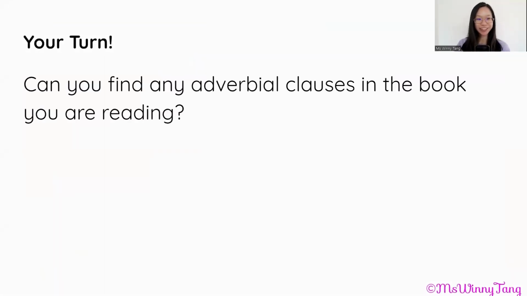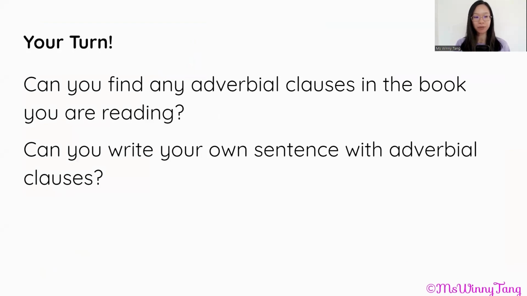Now it is your turn. Can you find any adverbial clauses or phrases in the book that you are reading? Can you write your own sentence with adverbial clauses? And do you know the difference between adverbial clauses and phrases?